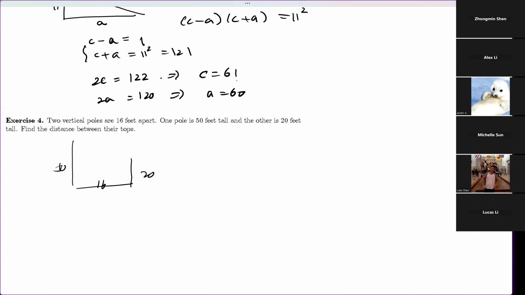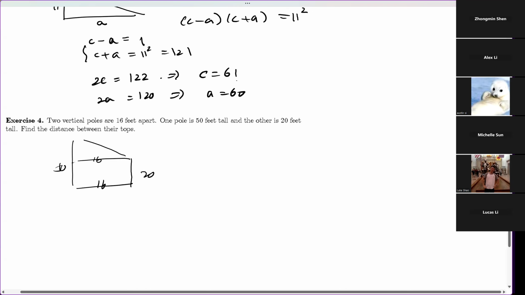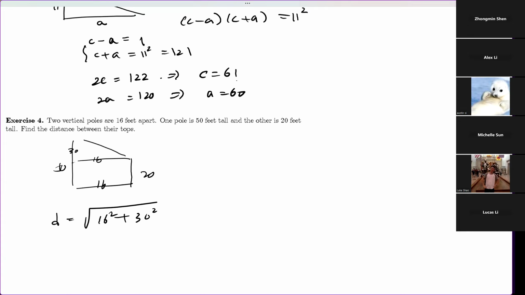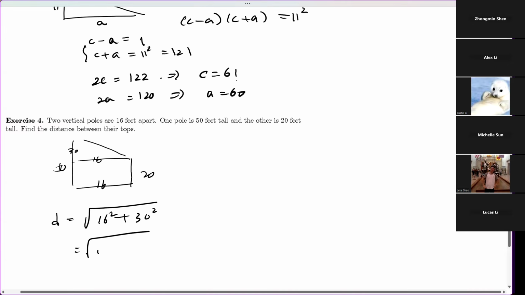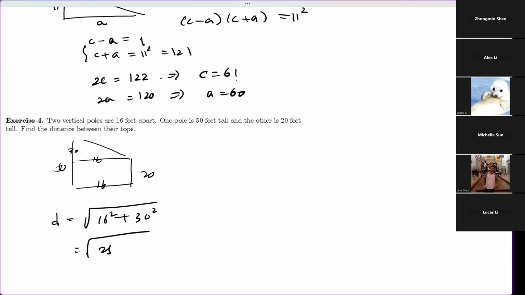So what do you do? Just apply the Pythagorean theorem. And this is the A, and that's 16. And this will be 30. Then just apply the Pythagorean theorem. The distance is going to be the square root of 16 squared plus 30 squared. So we got 136. No, that's 260. Yeah, 256 plus 900. So we're lucky, we got 34.